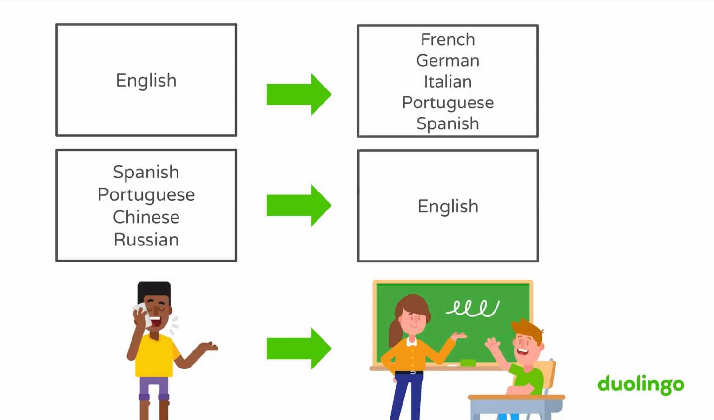So for our learners who are English speakers, who already have a good command of English, they can access stories in the French course from English, German, Italian, Portuguese, and Spanish. And then we also have English stories for speakers of Spanish, Portuguese, Chinese, and Russian. So that is 9 courses where we currently have stories right now.